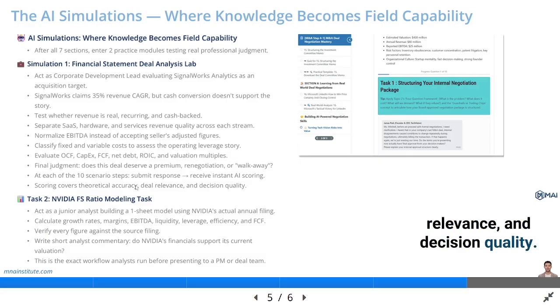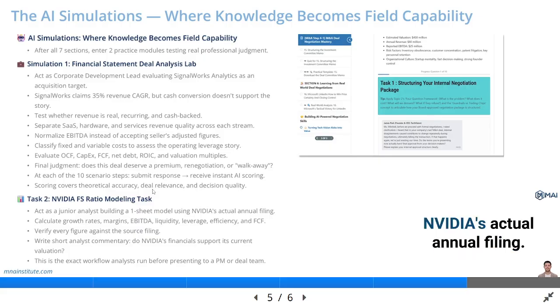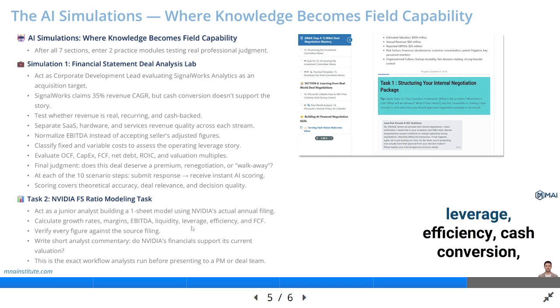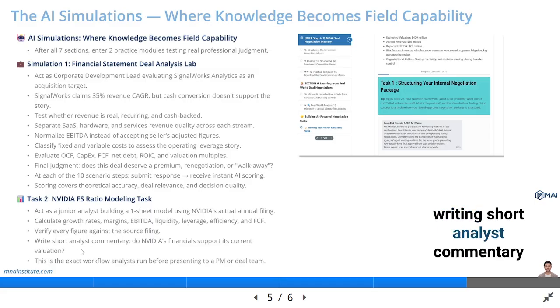In the NVIDIA FS ratio modeling task, you will act as a junior analyst building a one-sheet financial model using NVIDIA's actual annual filing. You will calculate growth rates, margins, EBITDA, liquidity, leverage, efficiency, cash conversion, and free cash flow, verifying every figure against the source. You will close by writing short analyst commentary on whether NVIDIA's financials support its current valuation.